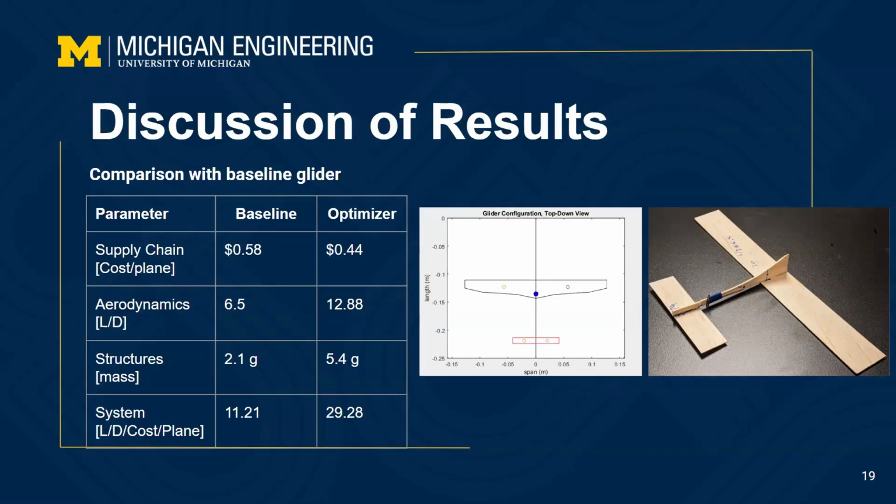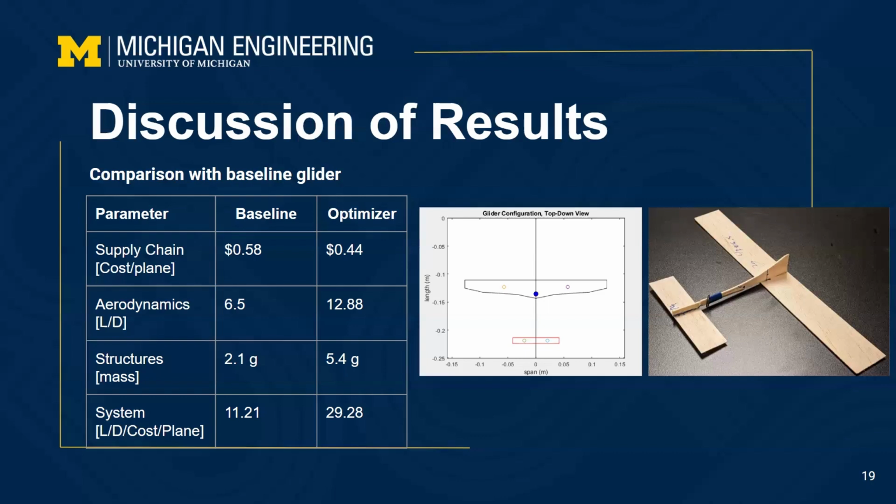To reality check our results, we compared our optimized glider to a glider Daniel designed in the Aero 740 aerodynamic design course, which he also built and tested empirically. Only one of these gliders pictured on the right was built, with a supply chain cost of 58 cents solely for the balsa wood and glue used. The glider achieved an L/D of 6.5, which is less than the optimized 12.88 that we predict. Daniel's glider was significantly lighter, but the objective function was lower due to the lower L/D and higher cost.